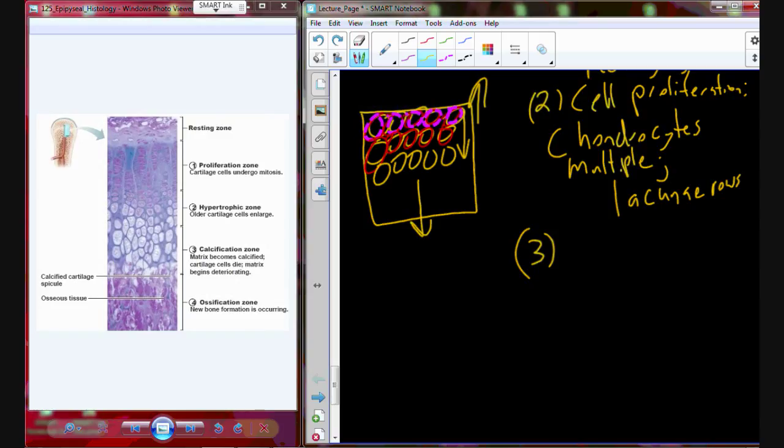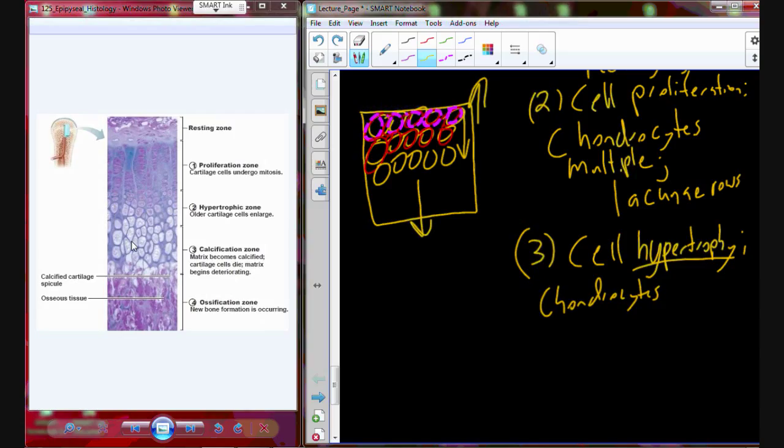Now as these move out the bottom of that zone of proliferation, you can see here's a row coming out, and here's another row and another row and another row. And now the cells, which start out really small, are beginning to get bigger. So this will be the zone of cell hypertrophy. The term hypertrophy literally means getting bigger in size.